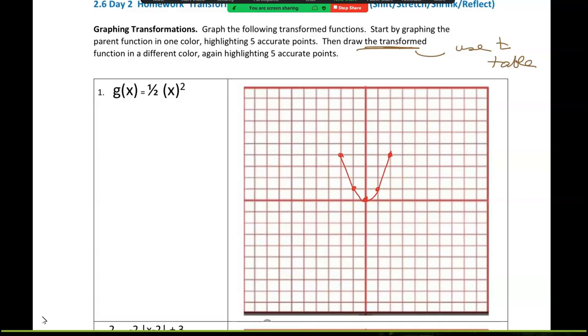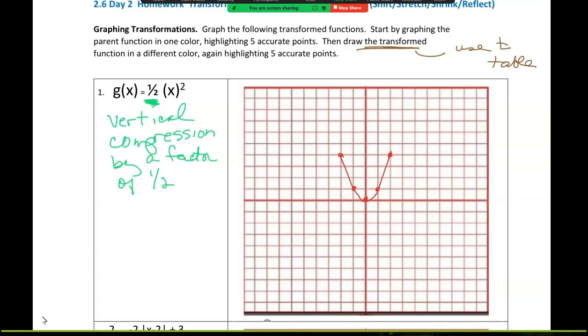So what is this telling me? I have this change right here. This is a vertical compression by a factor of 1/2. So you're going to push it down.